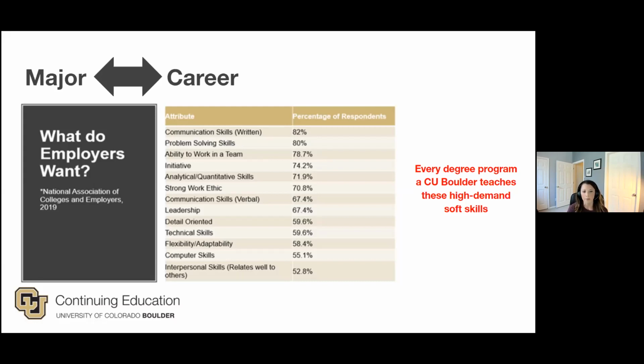And I like to point out that a lot of these skills are what we would call more soft skills. So communication skills is a huge one, right? Written, verbal, interpersonal skills. And then also I remind students that they can gain all of these soft skills, and every degree program at CU Boulder will teach these. And then also identifying other experiences outside of school that could really help them develop these skills.